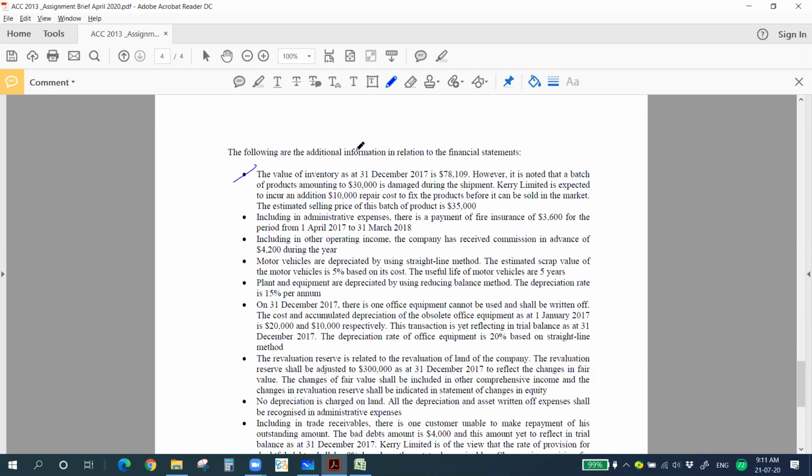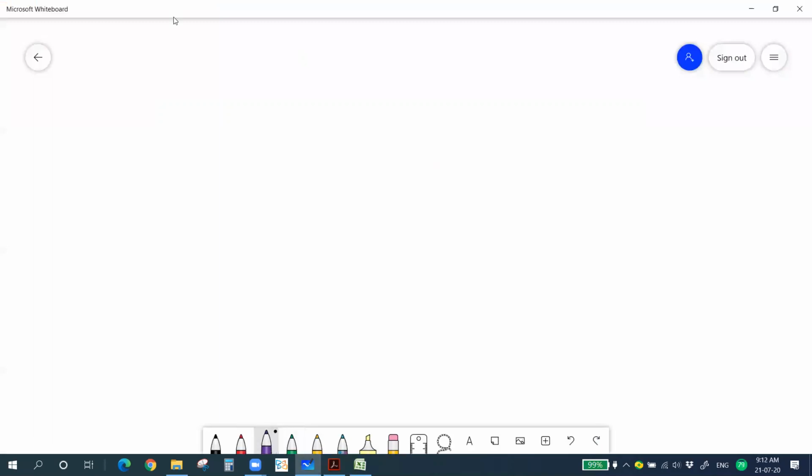The value of inventory as at 31st December 2017 is 78,109. However, it is noted that a batch of the product amounting to 30,000 is damaged during the shipment. Kelly Limited is expected to incur an additional 10,000 in repair costs to fix the product before it can be sold in the market. The estimated selling price of this batch of product is 35,000. So obviously, this adjustment is about the NRV of inventory.